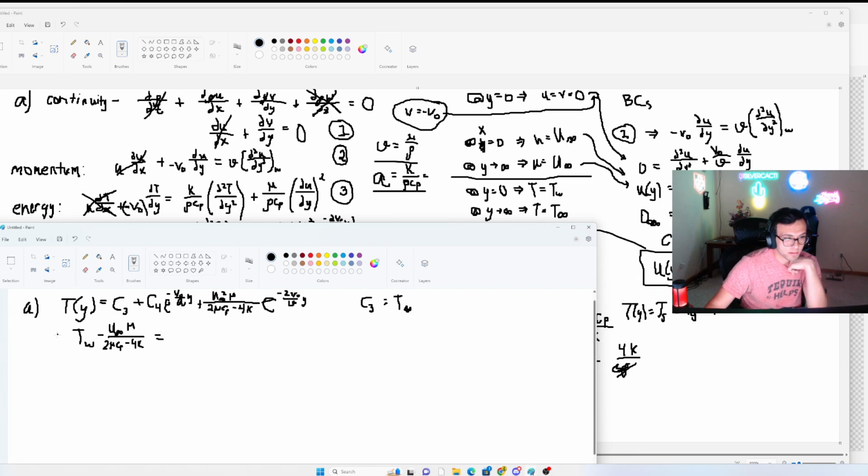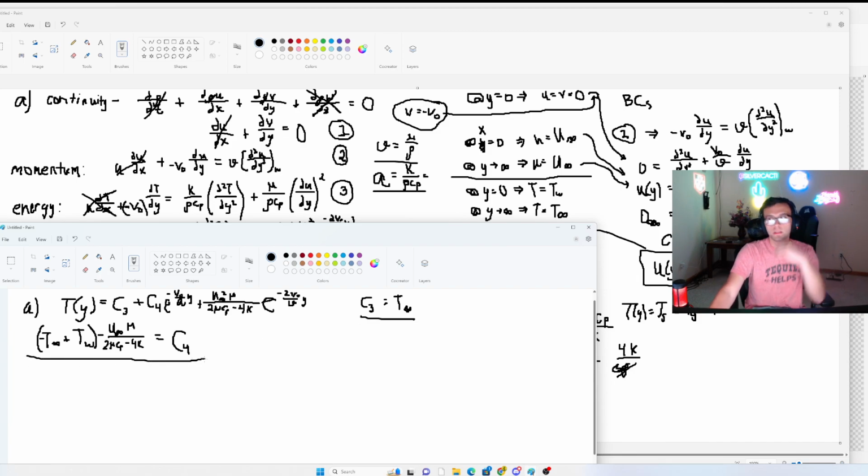So with that in mind, put that in there. Equals C4. Boom. There you go. That's T sub y.